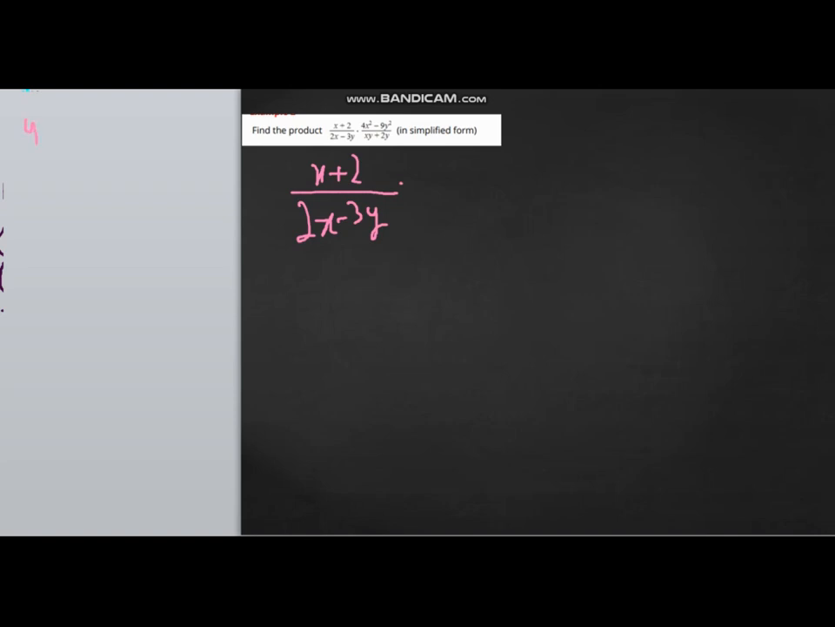So let's just factorize 4x squared minus 9y squared. Both are square terms because 4 and 9 are both squares. 4 is the square of 2, x squared is the square of x, and 9 is the square of 3. y squared is the square of y. So it becomes 2x minus 3y and 2x plus 3y.